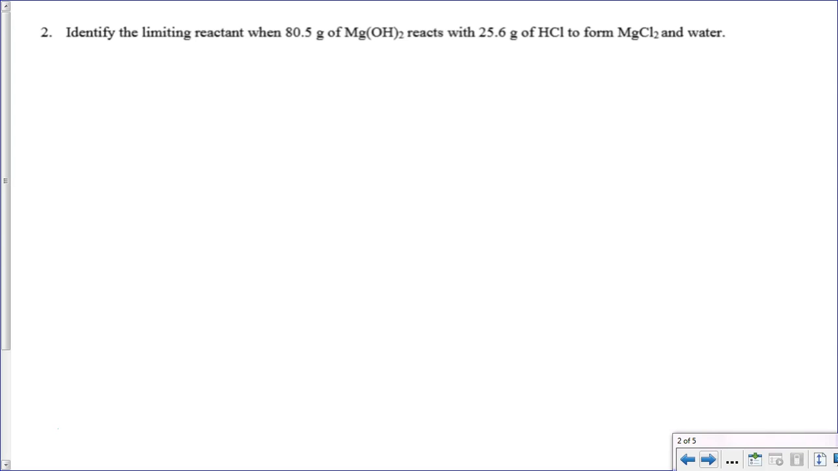To go through another example of this, I've got this reaction with Mg(OH)2 and HCl. They come together and it says that they form MgCl2 and water. So then we need to go through and balance this. To balance it, you end up with a 2 in front of HCl, and you end up with a 2 in front of water, and then it should be good.